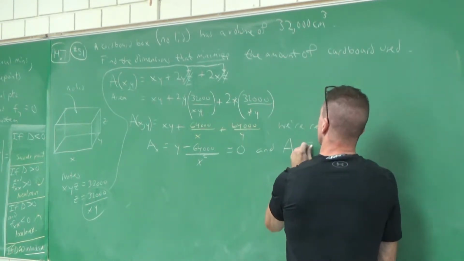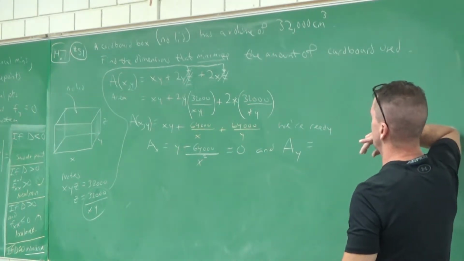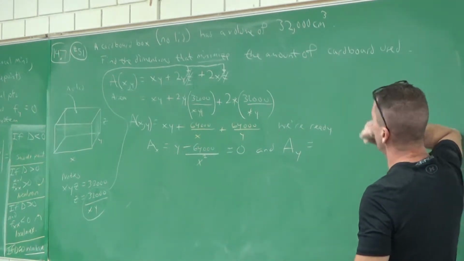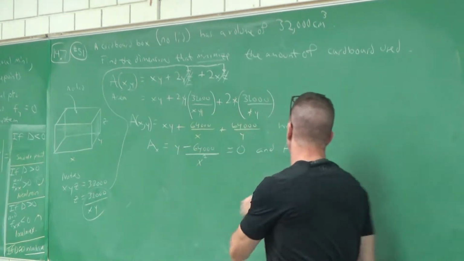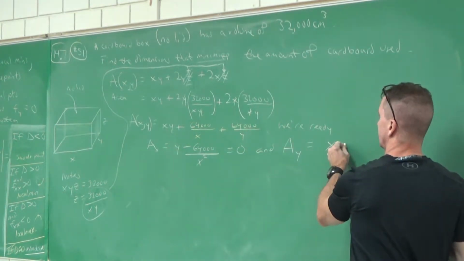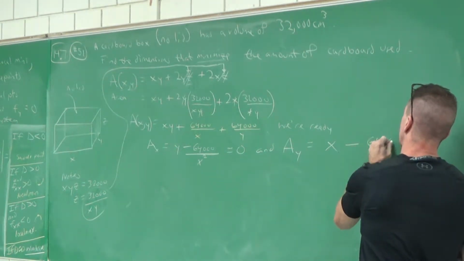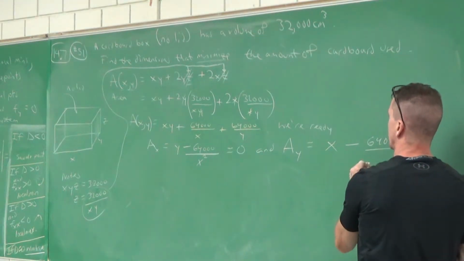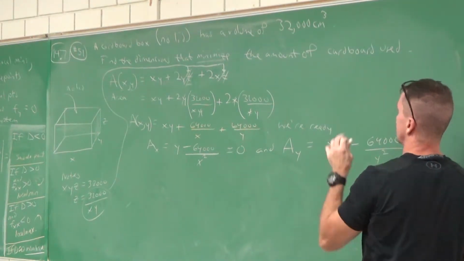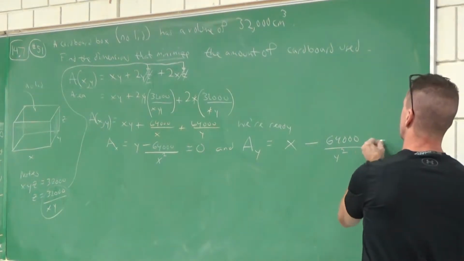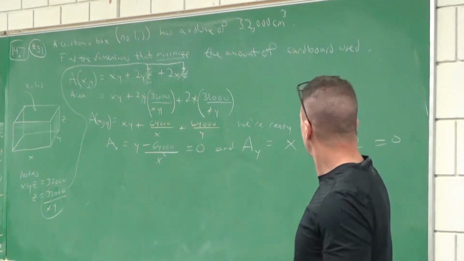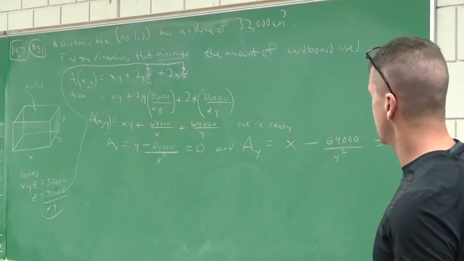So what's the partial of all this stuff with respect to Y? That becomes X, and then minus 64,000 over Y squared, and I set that equal to 0. And now it's just an algebraic manipulation game.